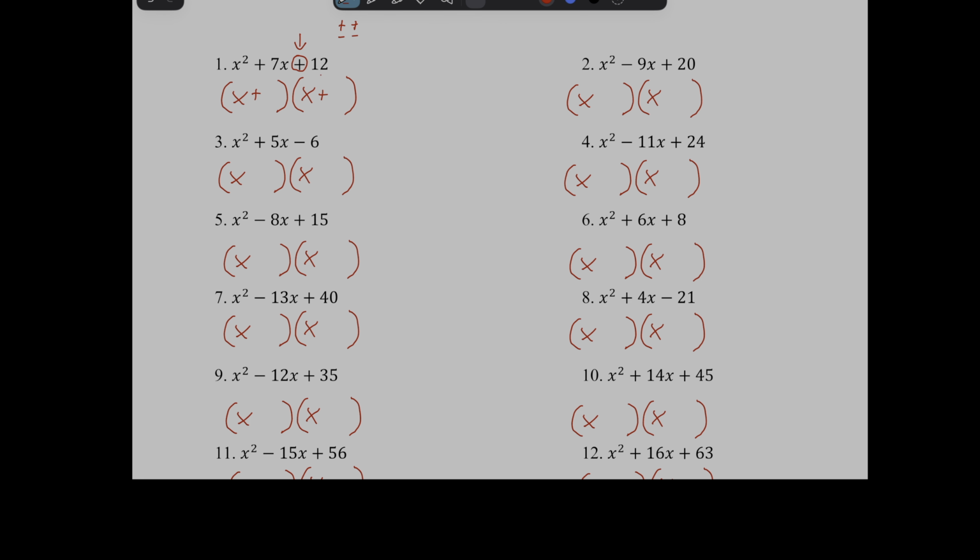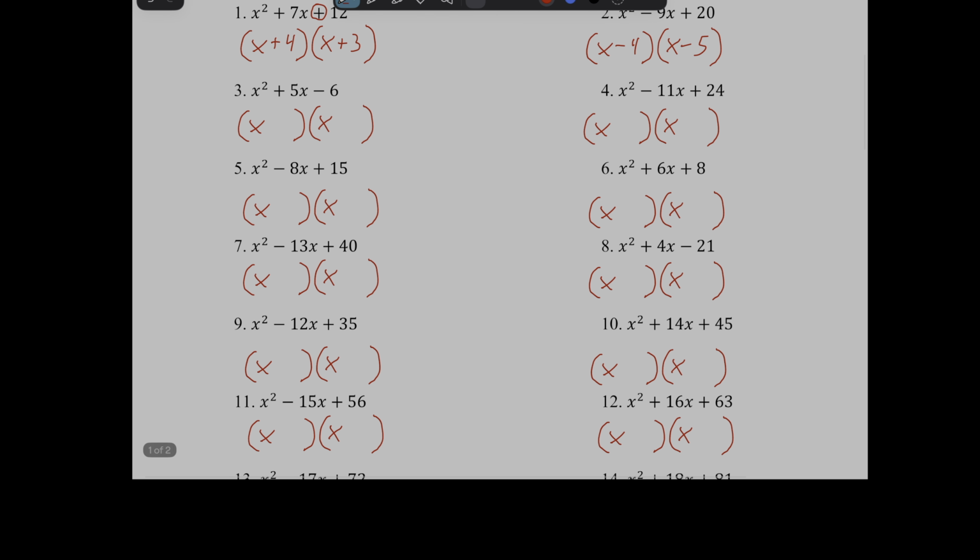Then the third term is 12, the middle term is 7. The numbers will add to it. So what multiplies to 12 and adds to 7? The answer is 4 and 3. And as a double check, positive 4 times positive 3 is positive 12, and positive 4 plus positive 3 is positive 7. Number 2: the third term is positive, so the signs are the same. You take the sign of the middle number, minus minus. The factors of the third will add to the middle, and in this case it'll be 4 and 5. Negative 4 times negative 5 is positive 20, and negative 4 plus negative 5 is negative 9.